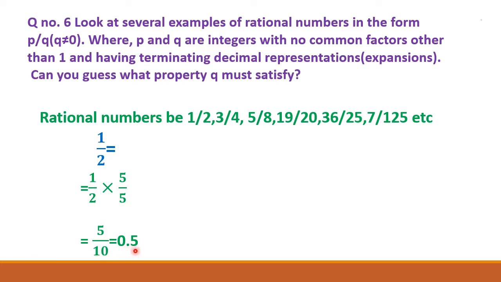Next we will take 3 by 4. In the denominator we have the number 4. To get 10 or a multiple of 10 we have to multiply by 25, which is 5 into 5 is equal to 5 square. So we get 3 by 4 into 25 by 25 is equal to 75 by 100 is equal to 0.75. So here q is written as 5 square and the result is a terminating decimal.